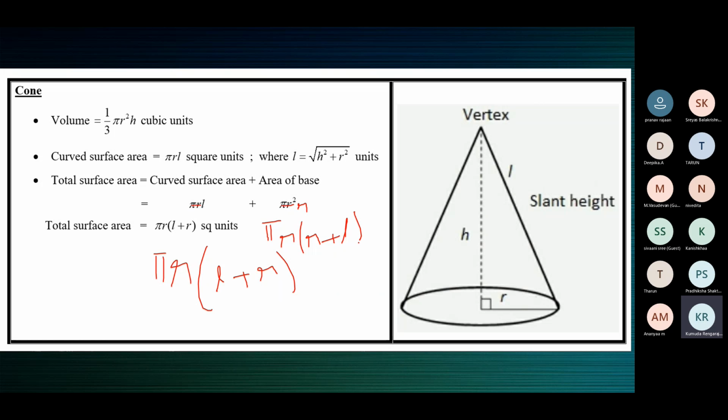Square units. Area is always expressed in square units, volume in cubic units. If it's simply length, units. Now, if you see slant height, that's only length. You can measure it using a scale. Area you cannot measure using a scale. Meaning you can measure the length and breadth, but you cannot use a scale to measure the area in one shot. 2-dimensional, square units; 3-dimensional, cubic units; 1-dimensional, like the slant height, you can use a scale and measure it. 1-dimensional units, simply units.